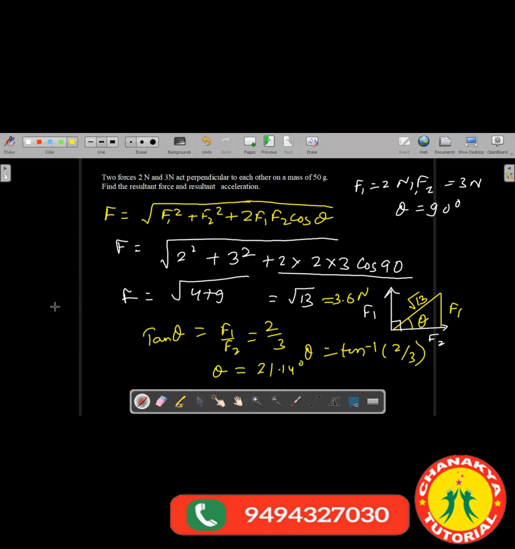And now we can find out acceleration. So acceleration will be given by force by mass. Force is 3.6 divided by mass in kilogram. So that is 50 multiplied 10 to the power minus 3 kilogram. So you can convert it, obtain the answer, and get the value of acceleration. So I hope you have understood. Shall I give you one more question?